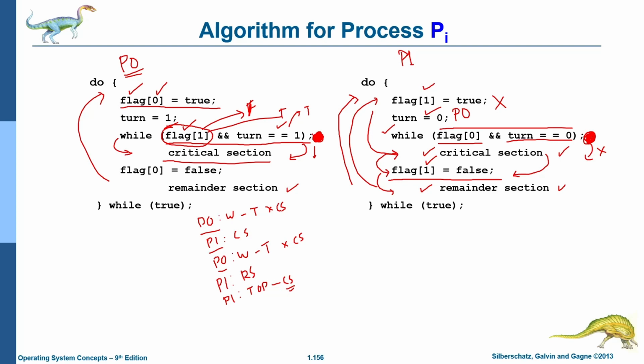Will it be equal to 1? Think about it. Will turn still be equal to 1? No. It will not be equal to 1. Because turn will be set to 0 by P1 itself. So, how can P1 enter its critical section? Can anyone take a look at this?